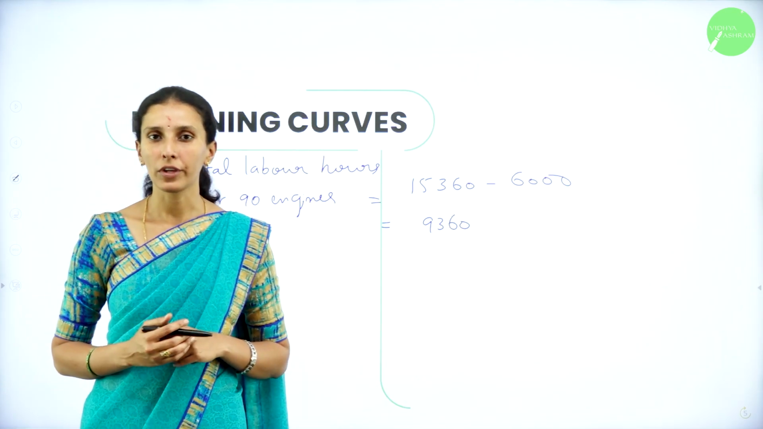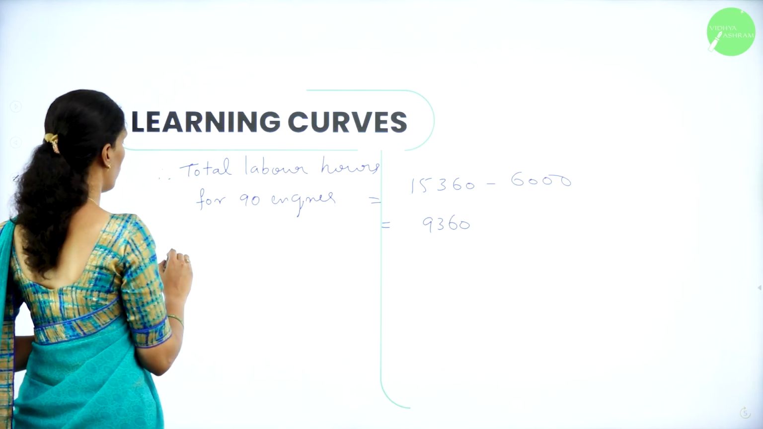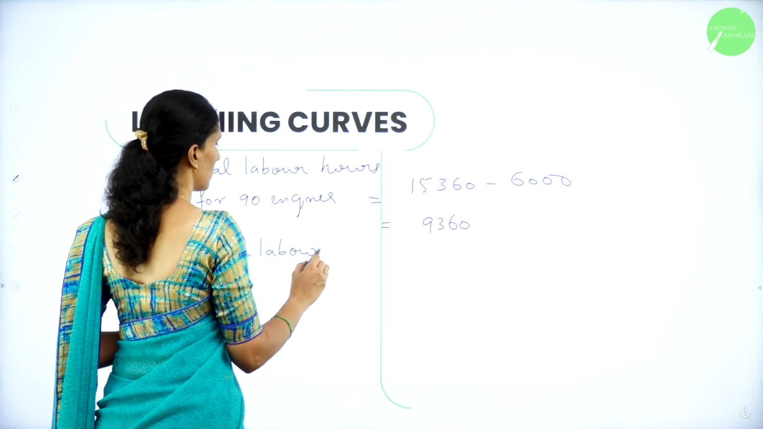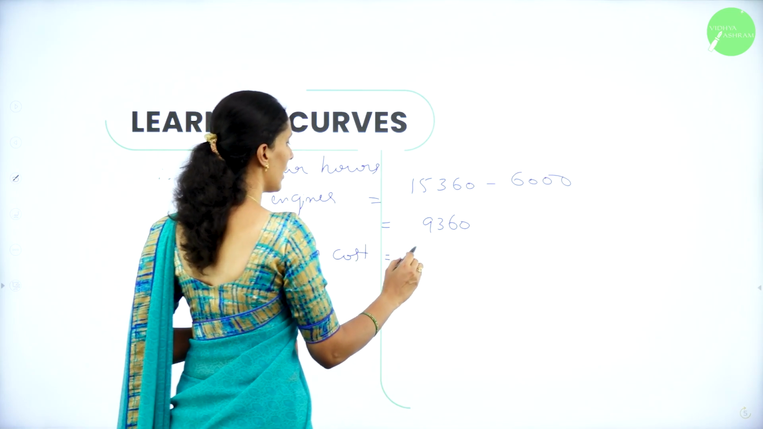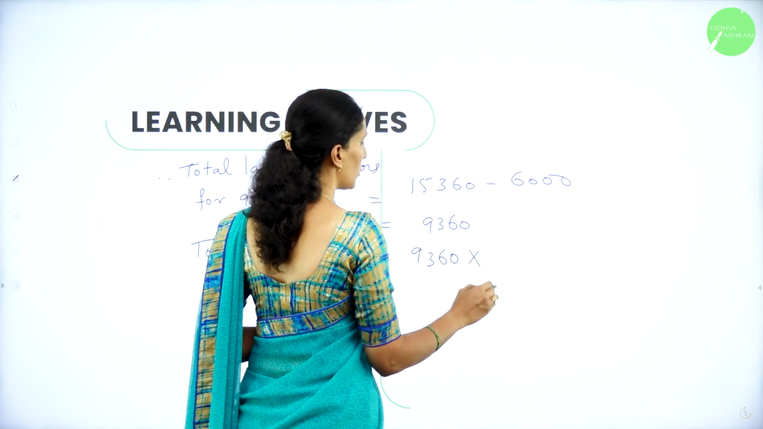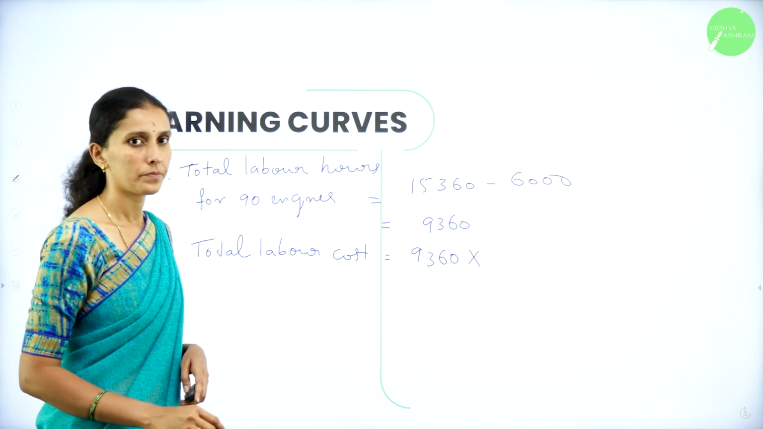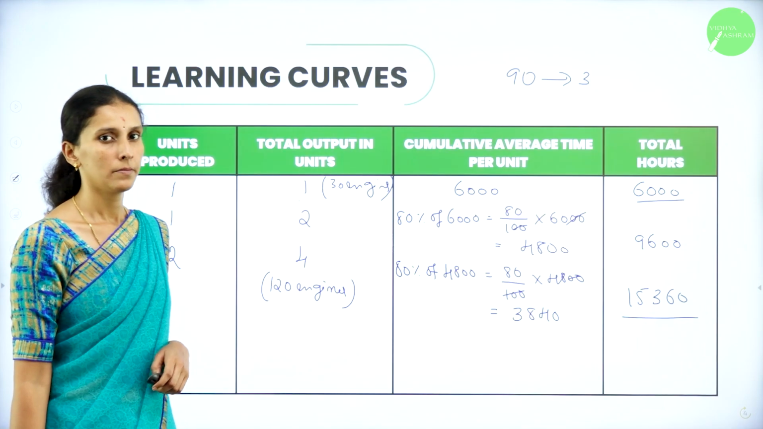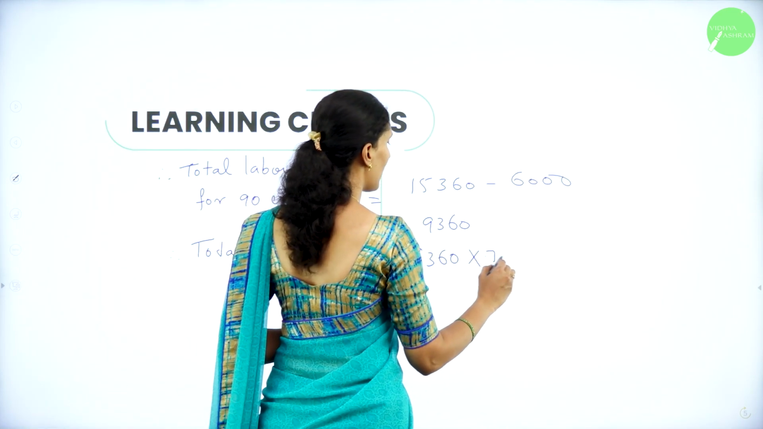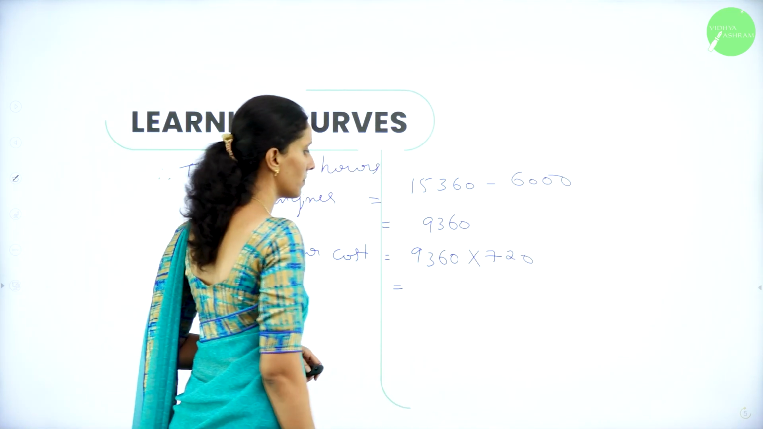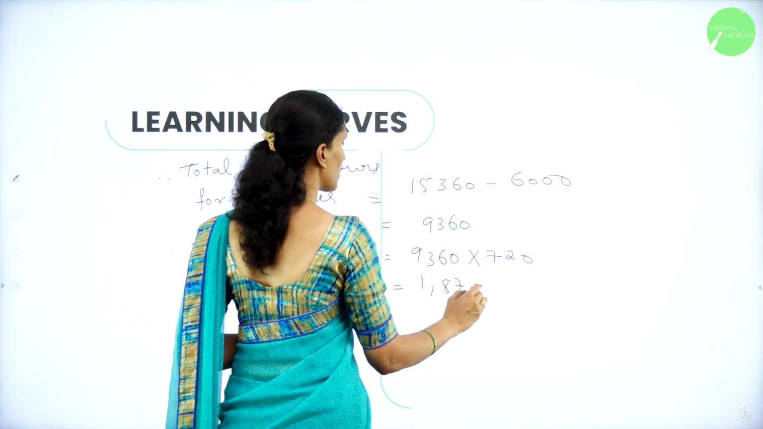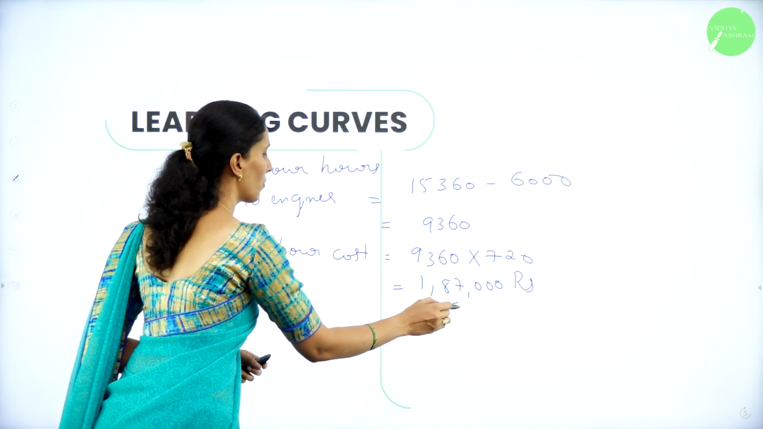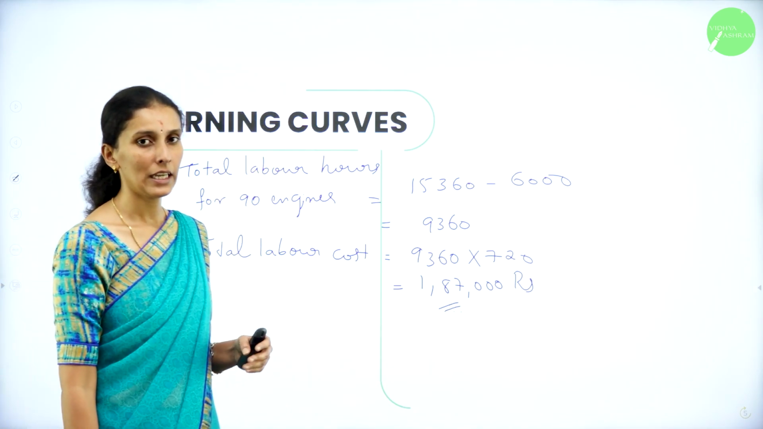9,360. Now I have to calculate the labor cost. So therefore, total labor cost is equal to 9,360 into, what was the cost given? It was rupees 720 per hour. So therefore, multiply with 720, you will get 1,87,000 rupees. So this is the total labor cost for producing 90 engines.